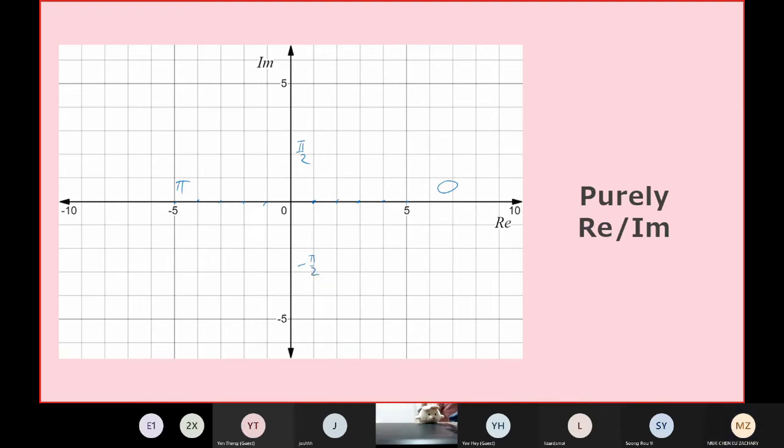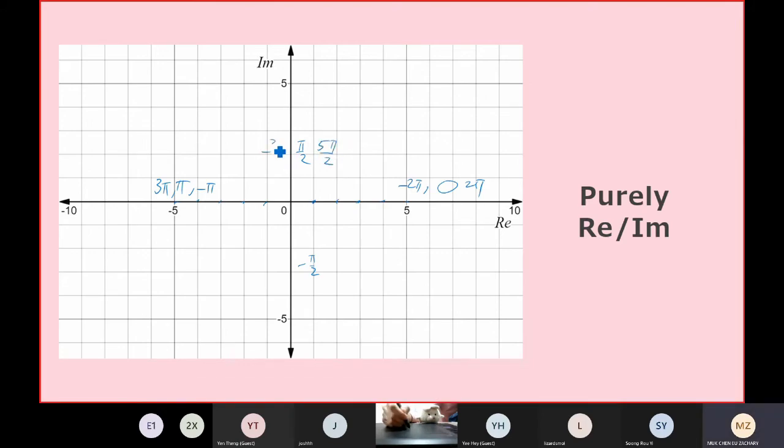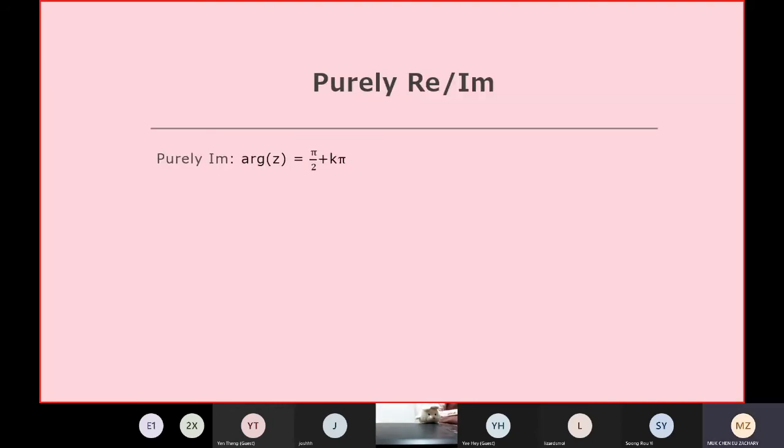Similar logic as finding our argument. It could also be 2 pi, it can also be 3 pi, it can also be minus 2 pi, it can also be minus pi. Similar for pi over 2, it can be 5 pi over 2, it can also be minus 3 pi over 2. Same thing for our bottom. You get 3 pi over 2 or minus 5 pi over 2. But you notice that from here to here is plus 2k pi. From here to here is minus 2k pi or minus pi. So in reality, it's the same logic, right?